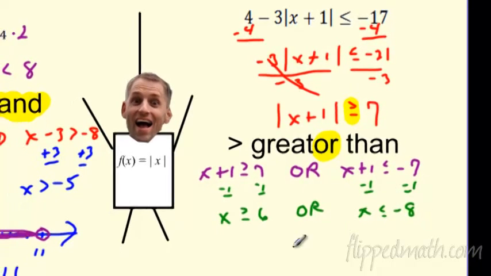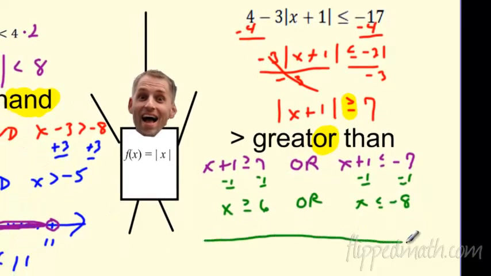So now it's just a matter of showing all possible solutions. So I'm going to do the number line. It can be anything, wherever you want, put a 0, and I count out 1, 2, 3, 4, 5, 6. There's 6. And then 1, 2, 3, 4, 5, 6, 7, 8. There's negative 8. So I'm looking at those two numbers, and what's happening here? X can be anything greater than or equal to 6.